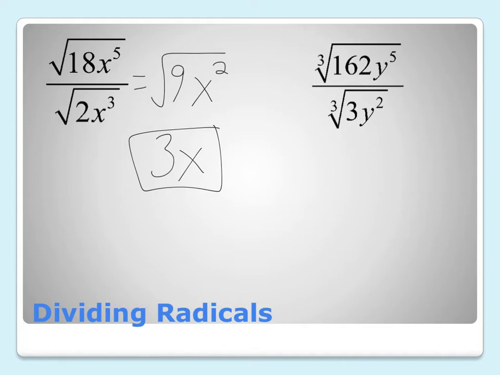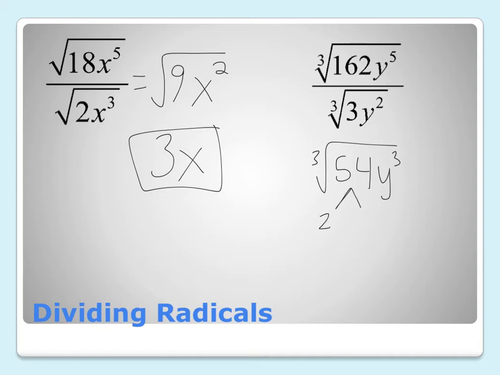Whew. Now the next one, we have the cube root of 162 y to the 5th divided by the cube root of 3y squared. Well, if we divide these, I'm going to have the cube root of, well, 162 divided by 3 is 54. And then y to the 5th, y squared gives me y cubed. So let's break this down.